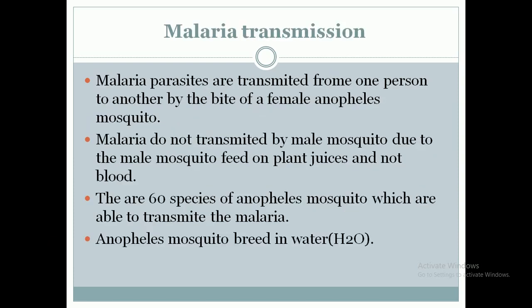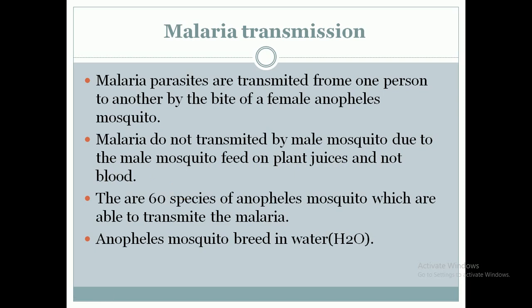How can malaria be transmitted from one person to another? What are the routes through which malarial parasites transmit this disease? Malarial parasites are transmitted from one person to another by the bite of a female Anopheles mosquito. The female Anopheles mosquito is the main causative agent. The male one is called Culex. Malaria is not transmitted by the male mosquito, because the male mosquito feeds on plant juice and not blood.